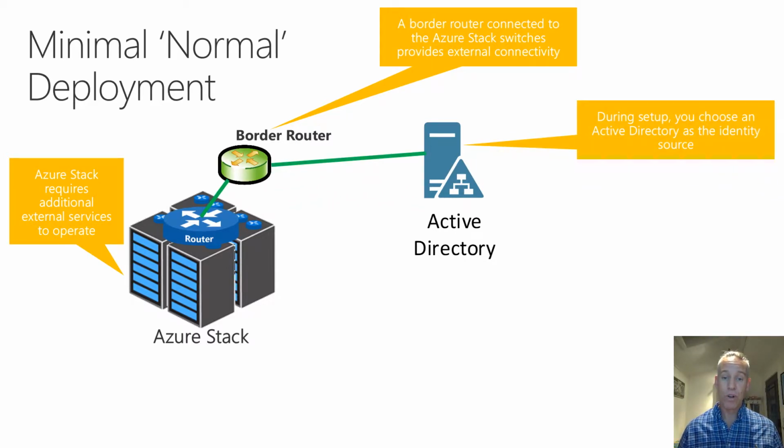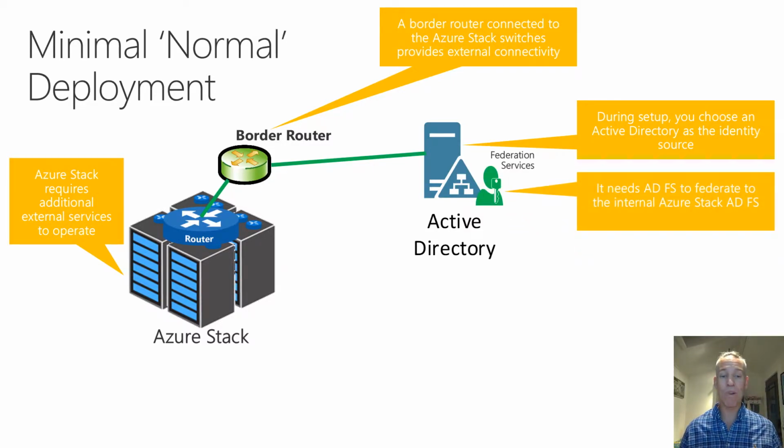If you're using ADFS as your identity source, which you likely will be, you would need to have access to another external Active Directory, because that's where all the real user accounts are going to sit, and you will federate with that. So you'll choose in your setup parameters the Active Directory name that you would like to federate with. It's going to be sitting out there somewhere accessible to the Azure Stack scale unit. ADFS needs to be set up on that Active Directory.